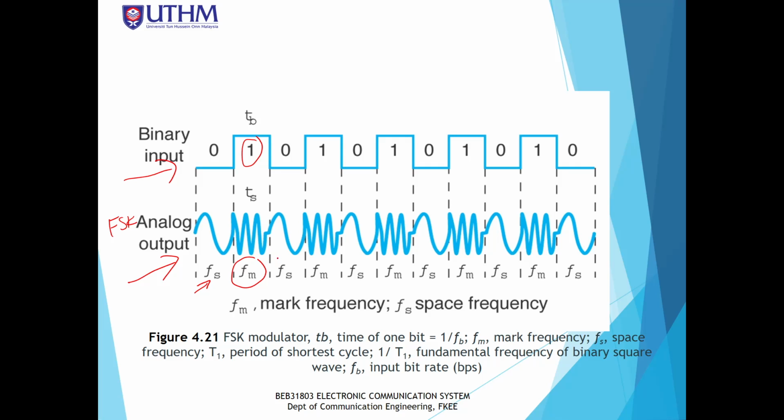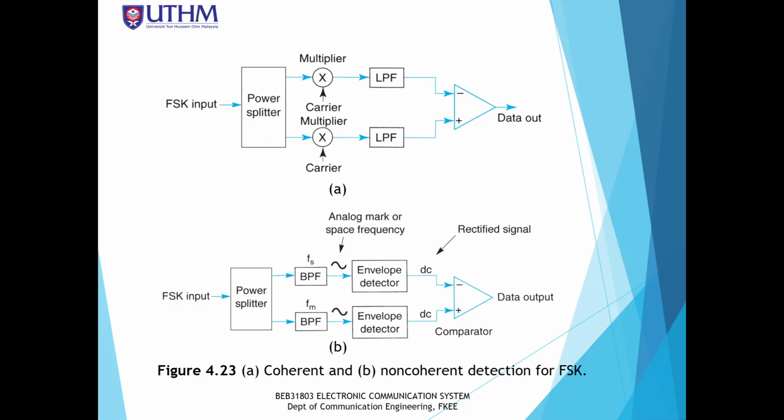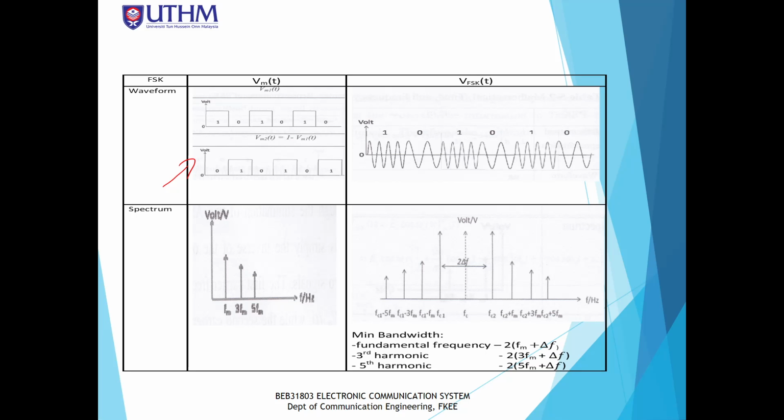Okay, so space frequency, mark frequency, space frequency, dan seterusnya. Okay, and this is berkenaan dengan waveform and also the spectrum of the FSK. Okay, so kalau you lihat di sini, ini untuk input, dia akan menghasilkan input seperti ini, and then dia akan menghasilkan output ni 101010.